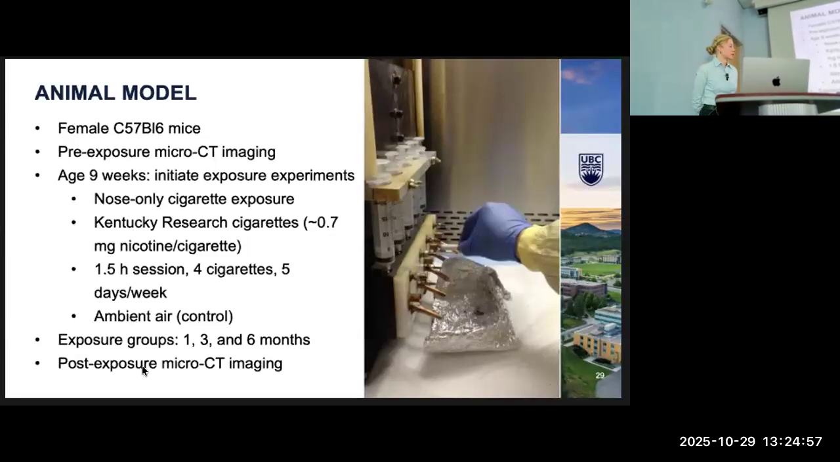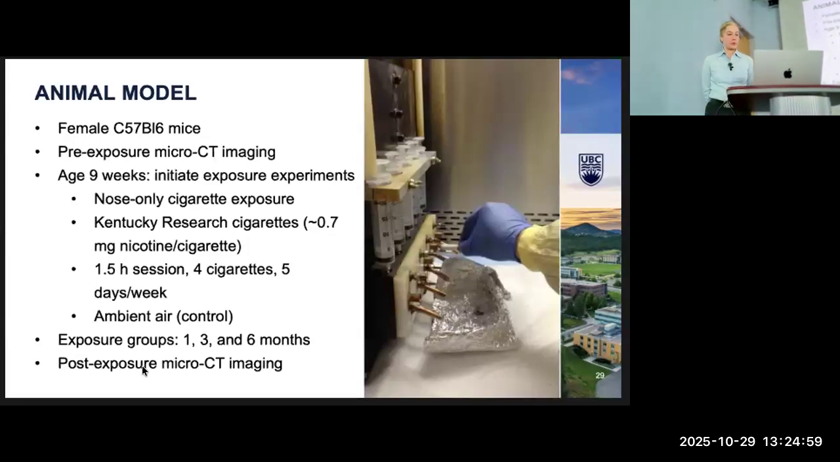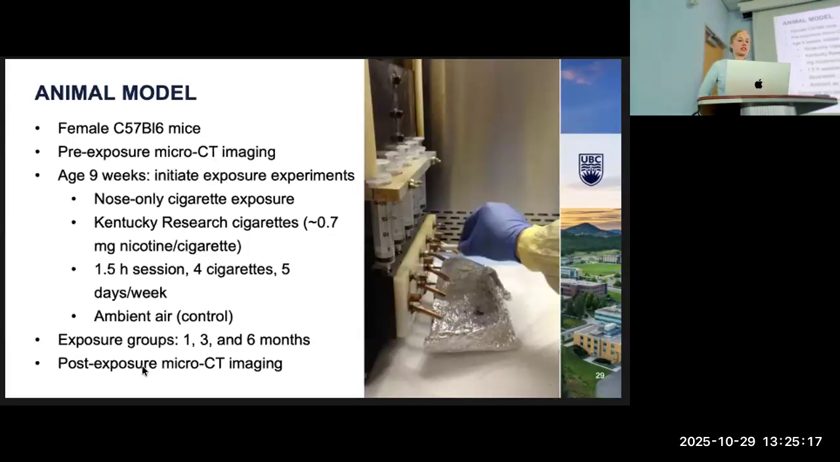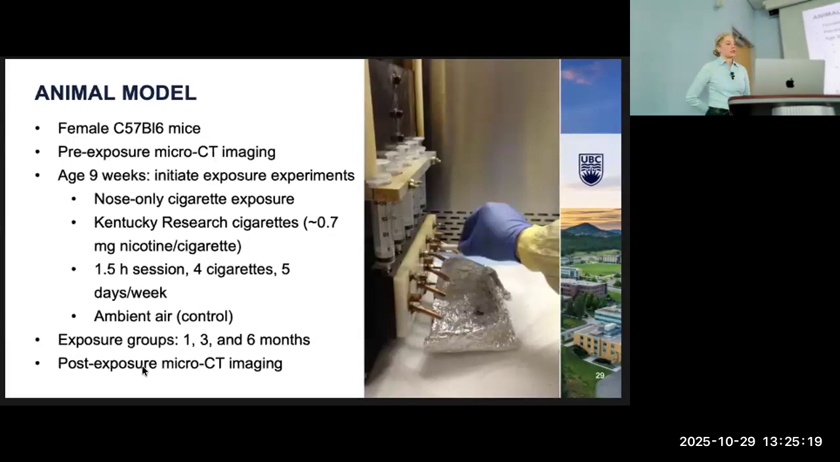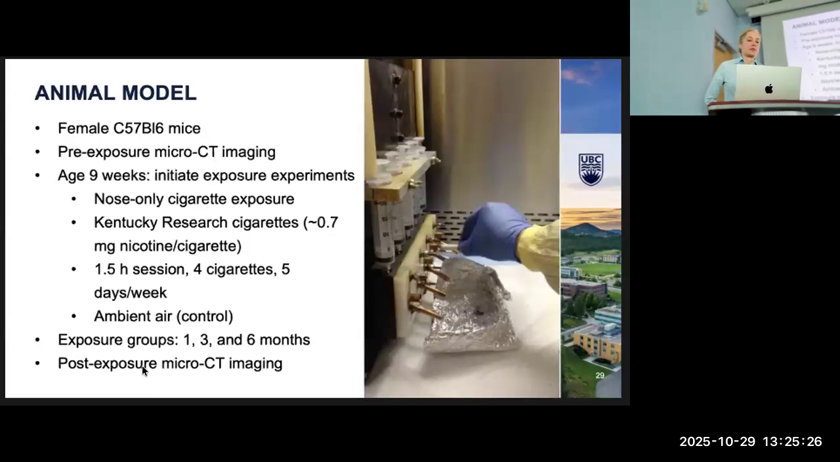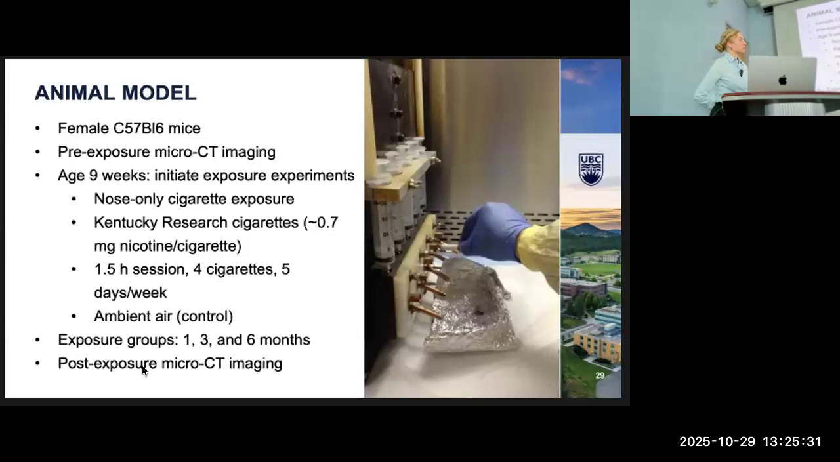So we had groups of mice that were exposed for 1 month or 3 months or 6 months. And each of those groups had control animals that were breathing regular room air, and then some of the animals were breathing cigarette smoke. And so we used research cigarettes, so they were calibrated to have precisely the same amount of nicotine. They were exposed in a 1.5 hour session. I believe they got a break halfway through. And they were exposed 5 days a week for 1, 3, or 6 months.